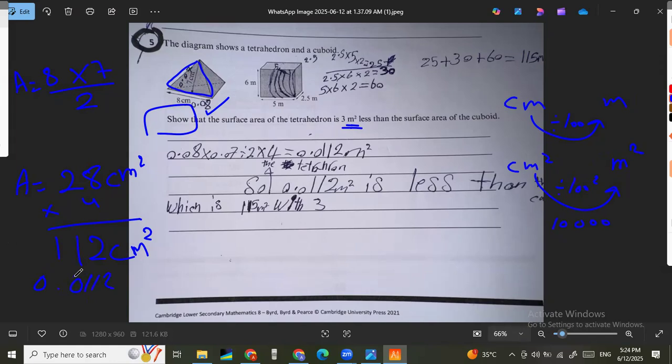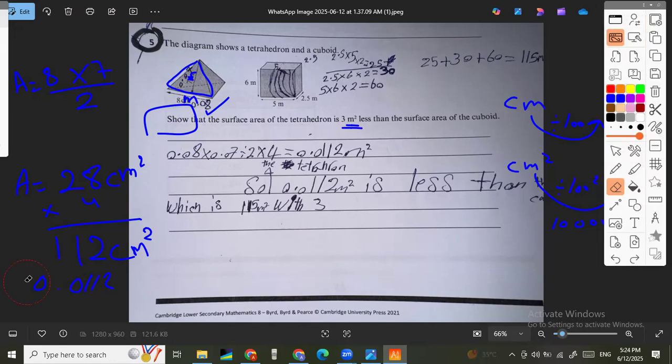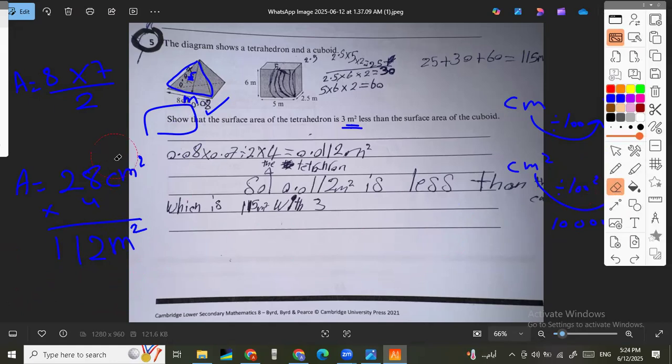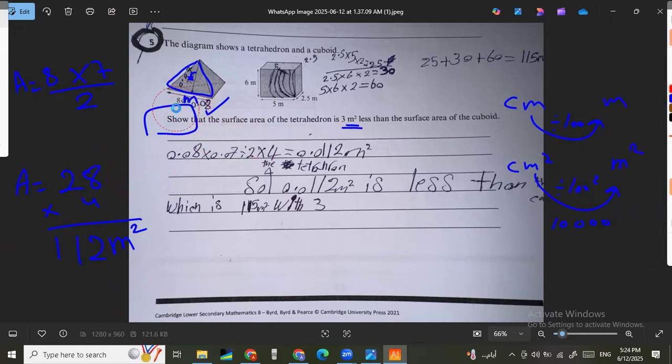So it's going to be exactly 0.0112. And I remember that there was a mistake in this question. Yes, there is a mistake in this question. And the mistake is actually that this is meters, not centimeters. This is 7 meters. This is 8 meters. So there is no need to do any conversions. This is a mistake in the question. So actually, it's 112 meters squared.